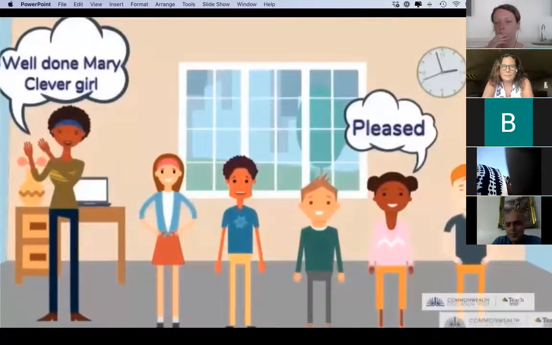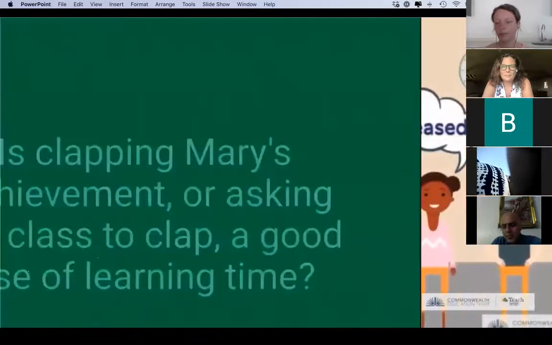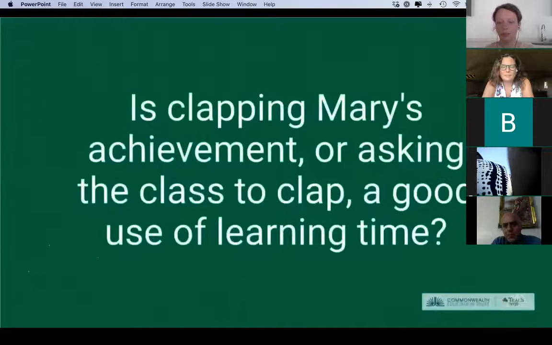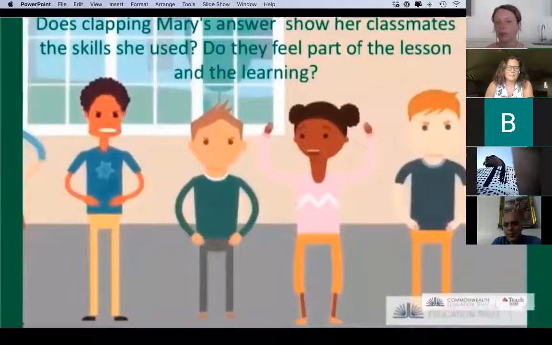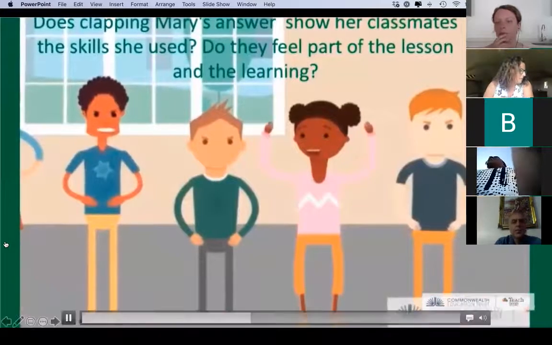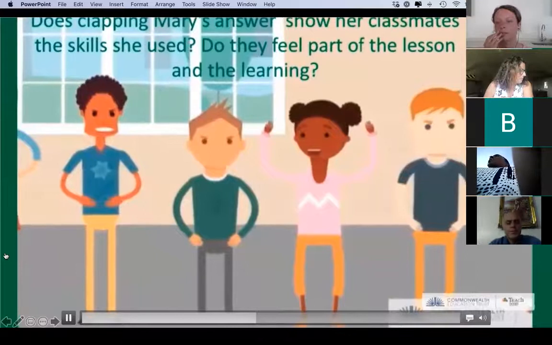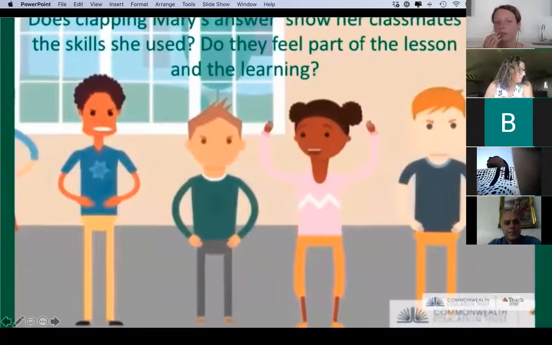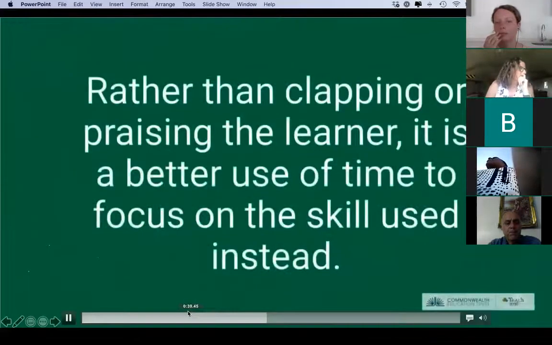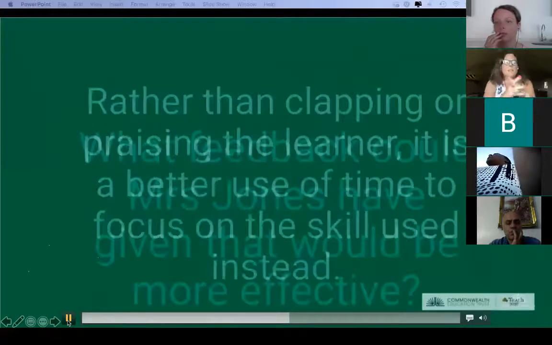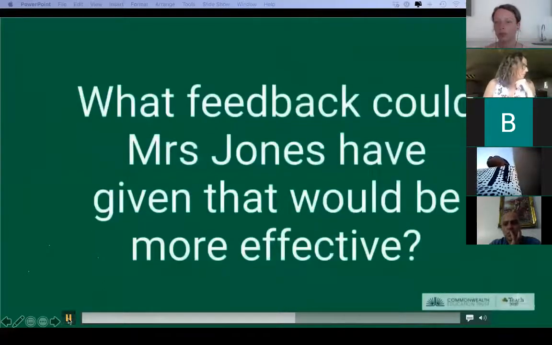Is clapping Mary's achievement, or asking the class to clap, a good use of learning time? Does clapping Mary's achievement show her classmates the skills she used? Do they feel part of the lesson and the learning? Rather than clapping or praising the learner, it is a better use of time to focus on the skill used instead. So, what feedback could Mrs.